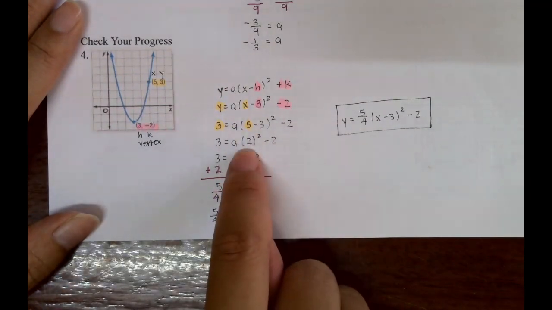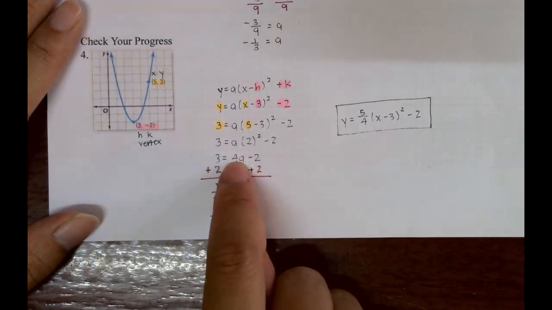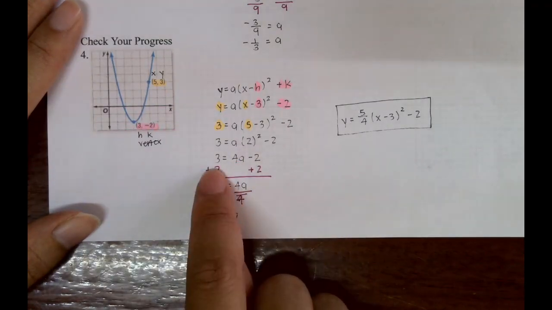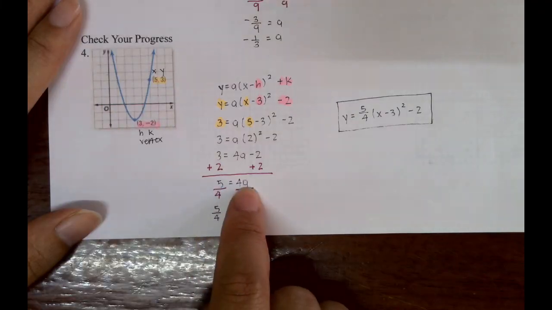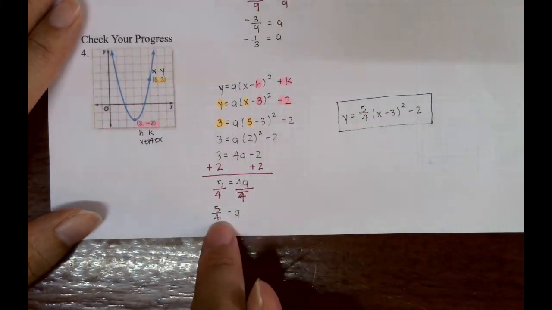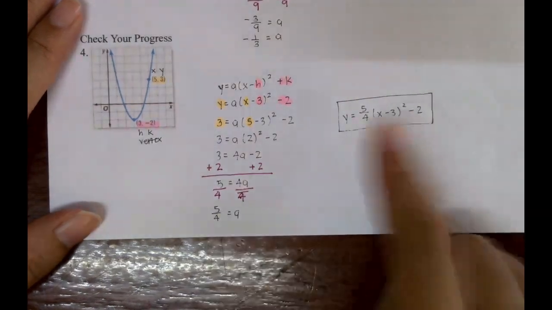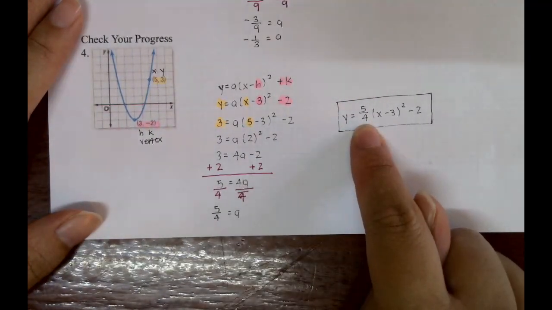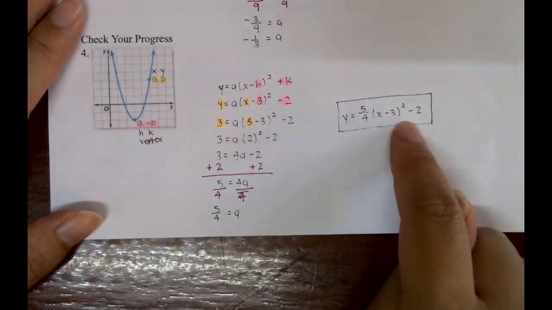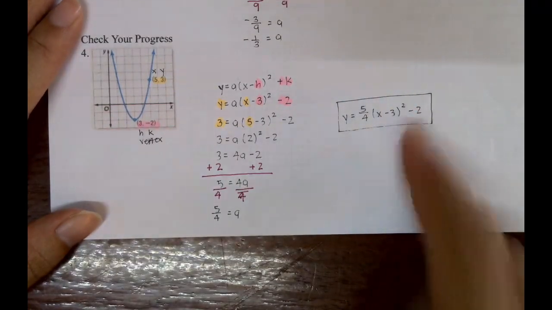So 5 minus 3 is 2. 2 squared is 4. Then I'm going to get rid of the minus 2 by adding 2 to both sides. That gives me 5 equals 4a. And to get rid of the times 4, I'm dividing by 4 on both sides. So that gives me 5/4 equals a. Now I have y equals a is 5/4, x minus h is 3, and then squared, and then plus k. And k is minus 2 or negative 2.